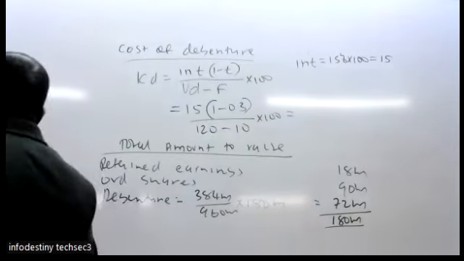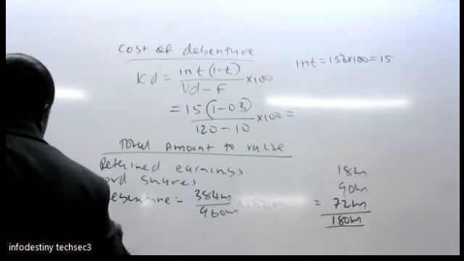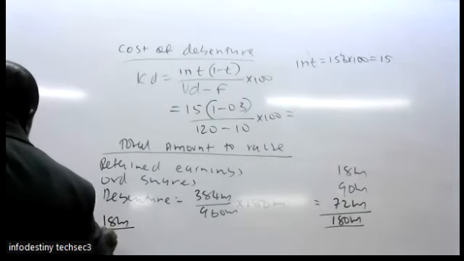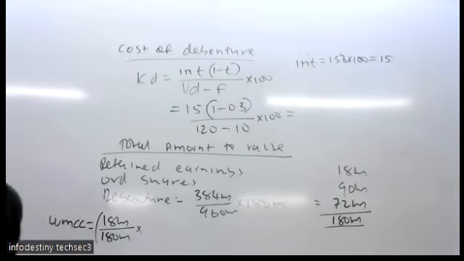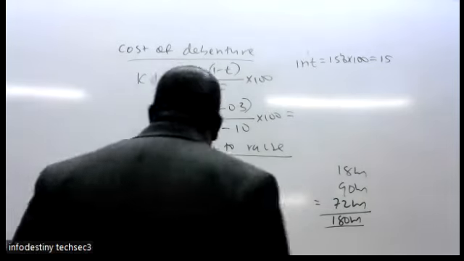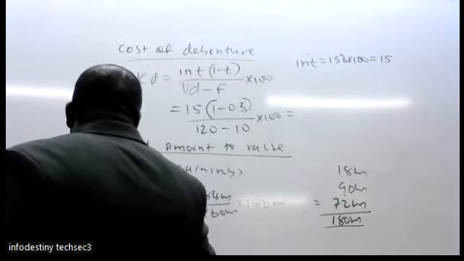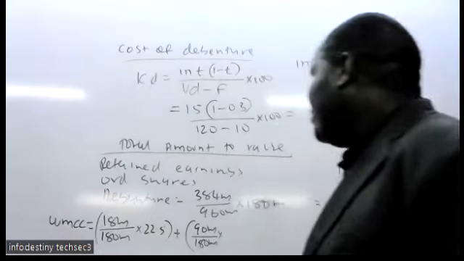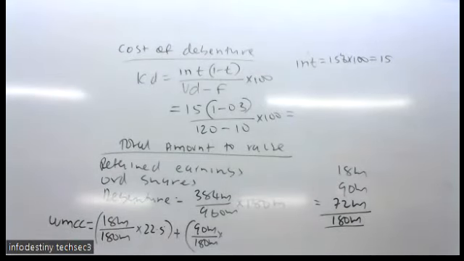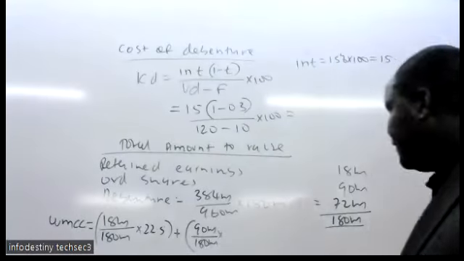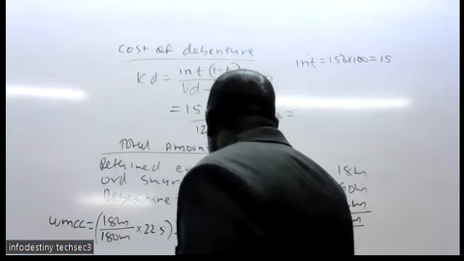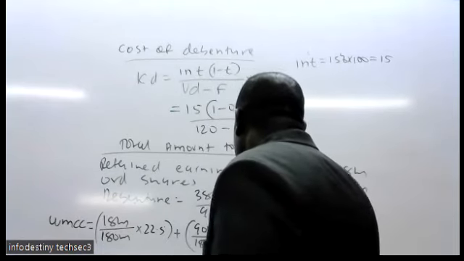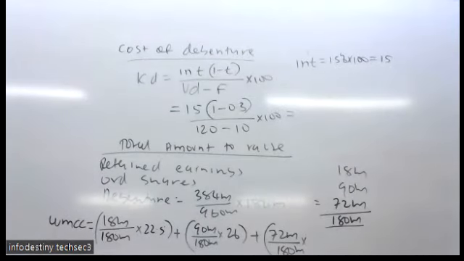So that we now get the WMCC. You get 18 million divided by the total 180. What was the cost for the retained earnings calculated? 22.5. Then we add 90 million divided by 180 million. What was the cost for the ordinary shares? 26. And finally, 72, also divided by 180 million. So this one you get each figure.